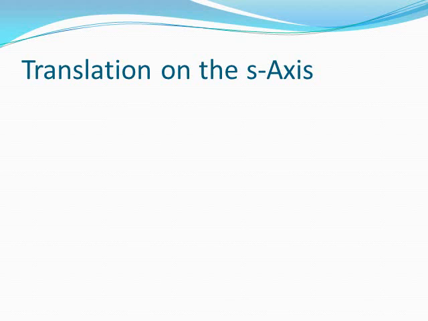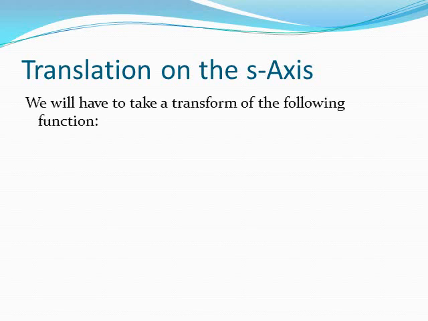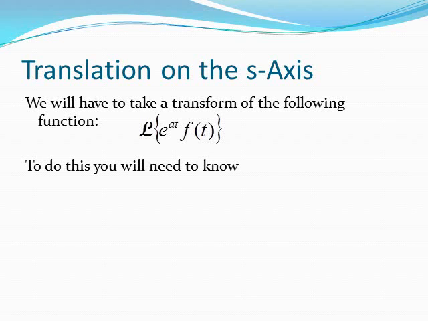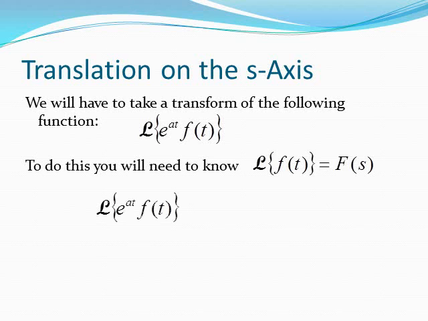Alright, new rule for Laplace transformations. It's called the translation on the s-axis rule. We deal with a lot of functions that are an exponential function times some other function f. And if you want to take the Laplace transform of that, there's a special Laplace transform. In order to take it, you have to already know the Laplace transform of f. And if you do, then the Laplace transform of the exponential times f is this translation along the s-axis.